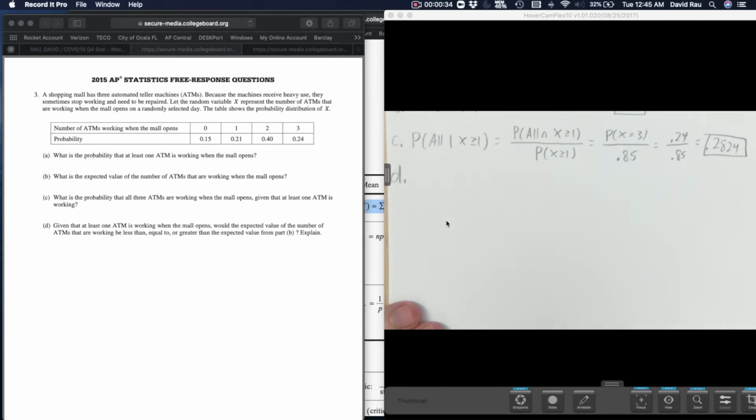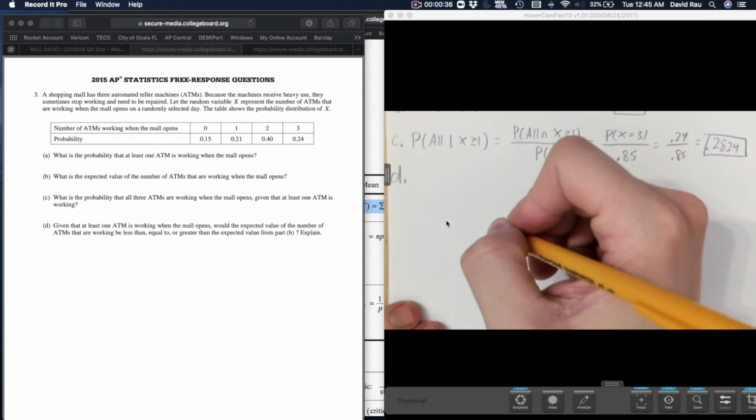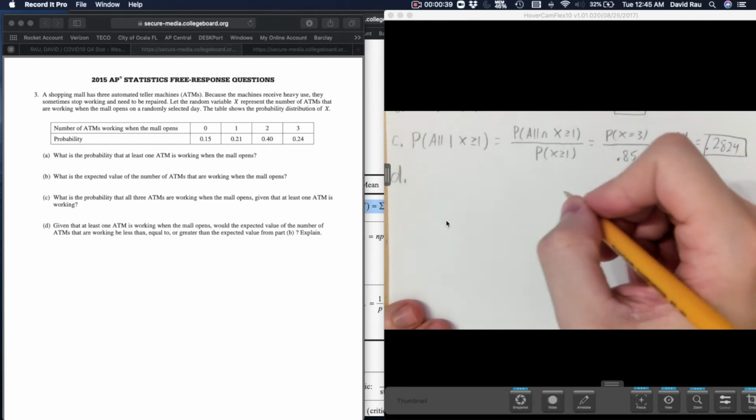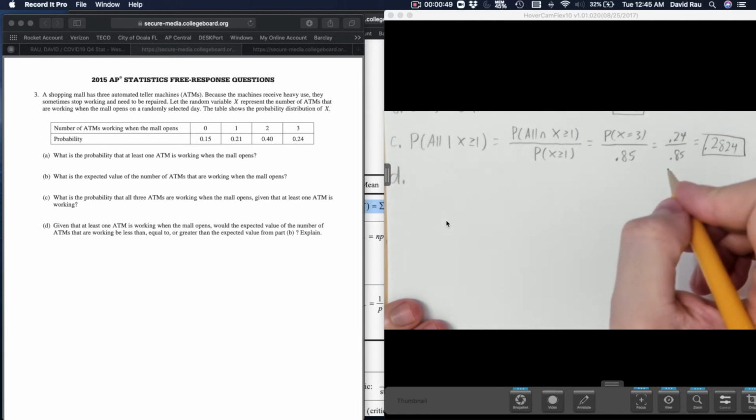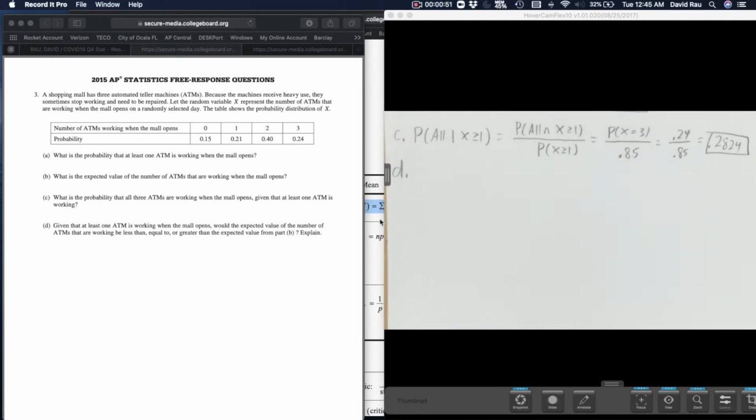Now, here's the best way, I think, to arrive at the answer. If you notice, in part C, you've done part of the work to answering the question. So in other words, when it says given at least one ATM is working when the mall opens, that means this answer choice is eliminated. Now, when that happens, that means these three are the only possible values. And remember that in probability, all probabilities have to add to 1.